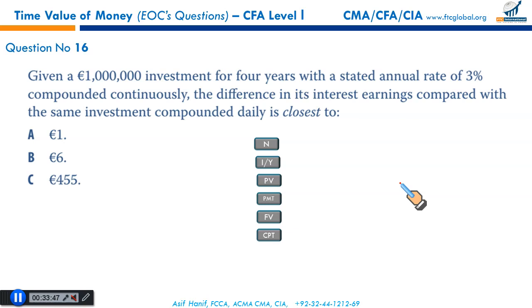Marginal error of 360 versus 365. Given a 1 million investment for 4 years with the stated annual rate of 3% compounded continuously.